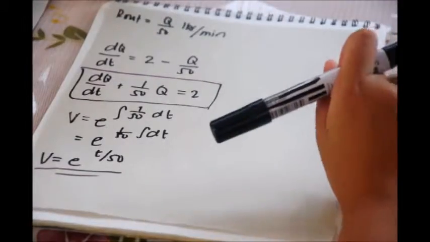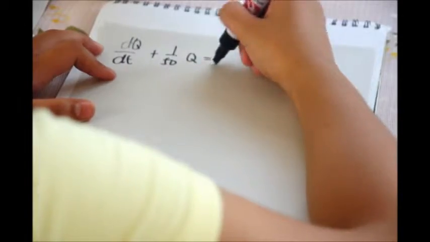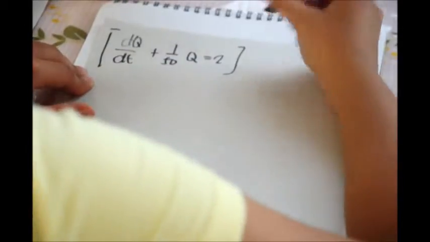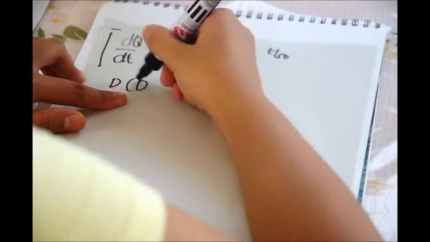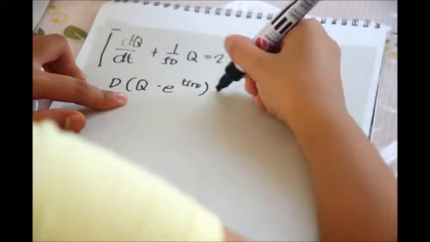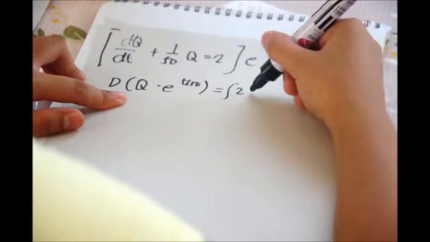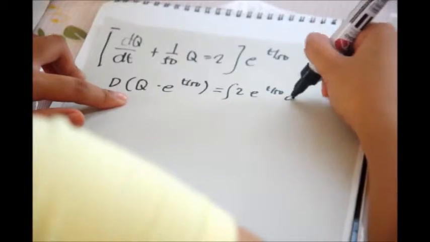So now we have the proper integrating factor, so we're going to multiply it to the linear equation dQ/dt plus (1/50)Q is equal to 2. We're going to multiply the integrating factor, and then your dependent variable times the integrating factor equals the integral of the product on the right side. Going to integrate both sides.